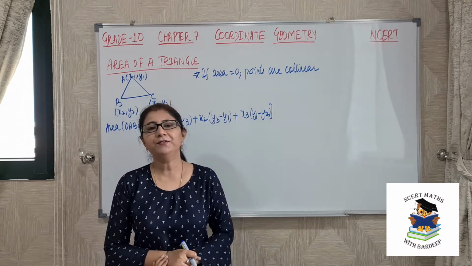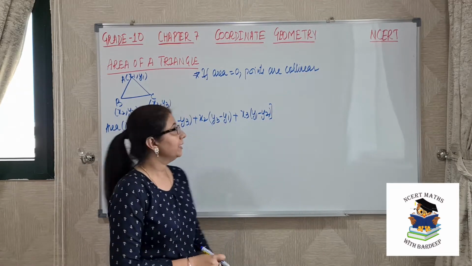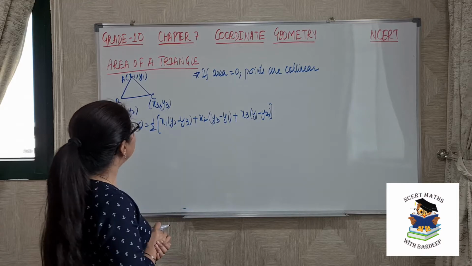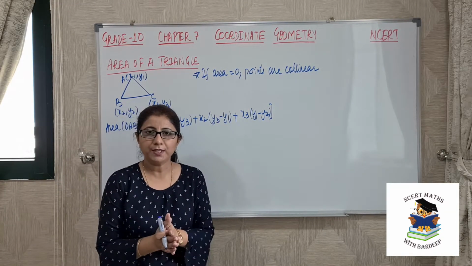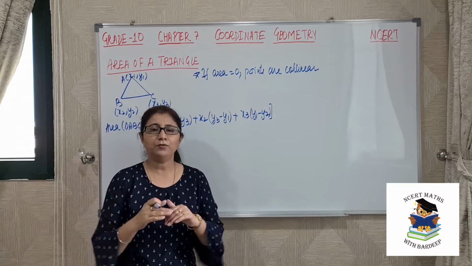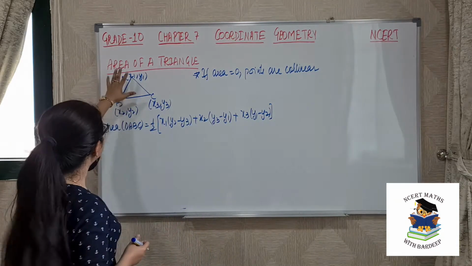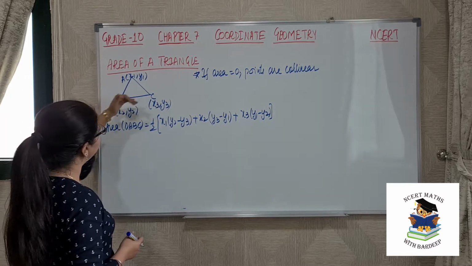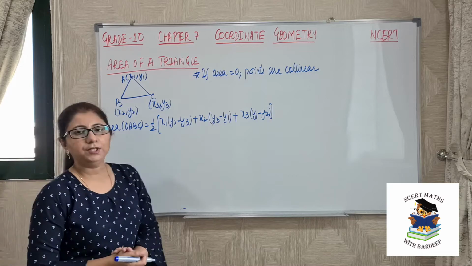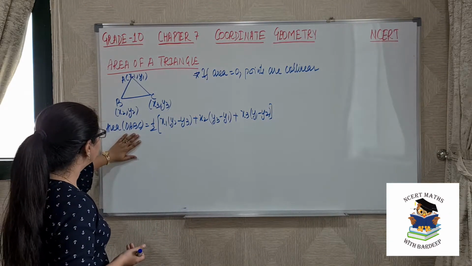Today we are continuing our chapter number 7, that is coordinate geometry of grade 10. So today's topic is area of a triangle. That means three vertices are given to us and we should find the area of the triangle formed by these vertices. So let these A, B and C, that is x1, y1, x2, y2 and x3, y3 be the vertices given to you. So how to find the area of a triangle?